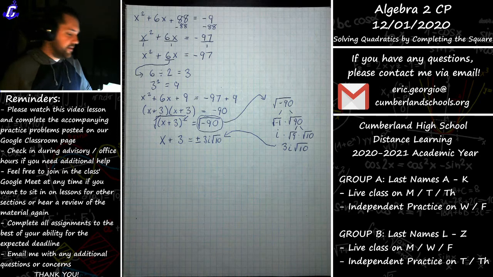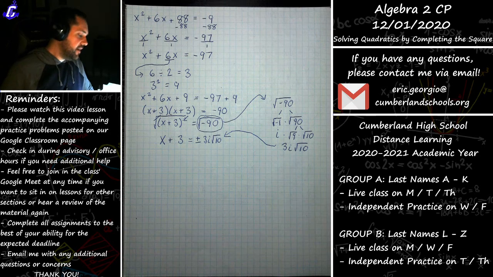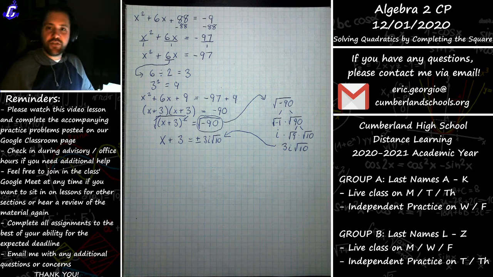Hopefully that made sense. A question that I always get every year is, do I have to break down the square root of negative 90? What if I just write i times the square root of 90? Do I get full credit? Do I get partial credit?